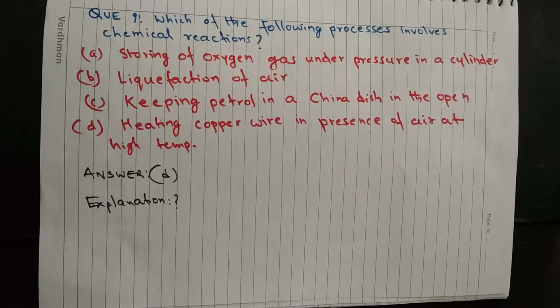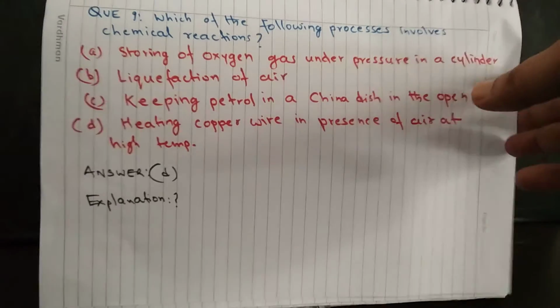This results in formation of copper oxide. So a new substance is formed. In remaining options, no new substance is formed because oxygen remains oxygen, air remains air, and when petrol is kept in open, it just evaporates. No new substance is formed.